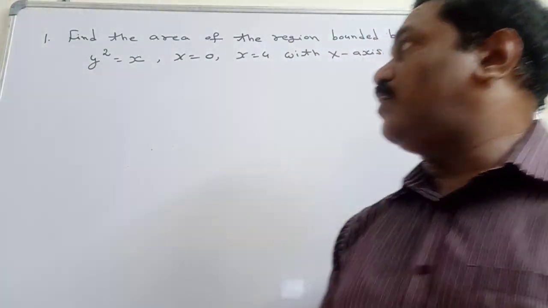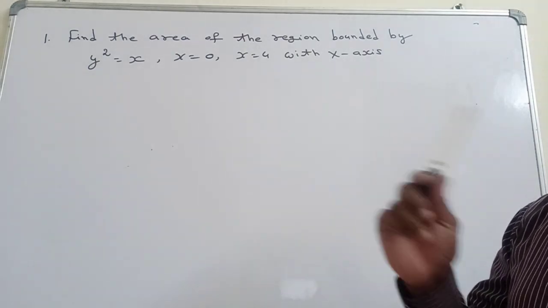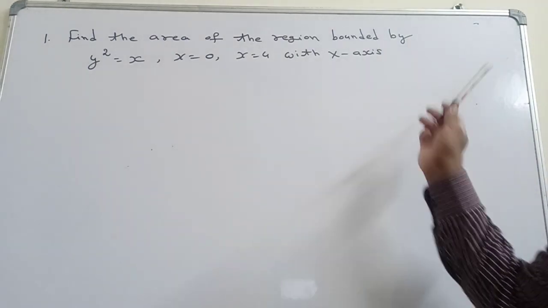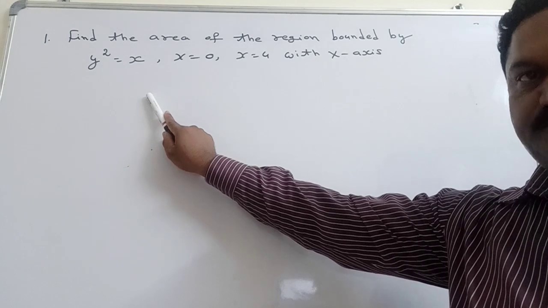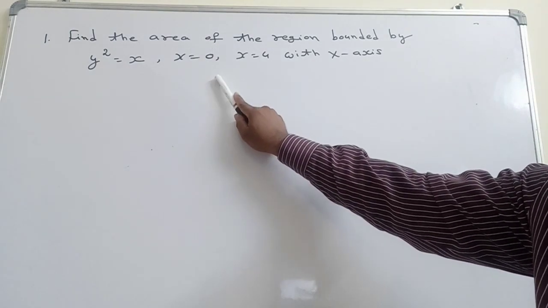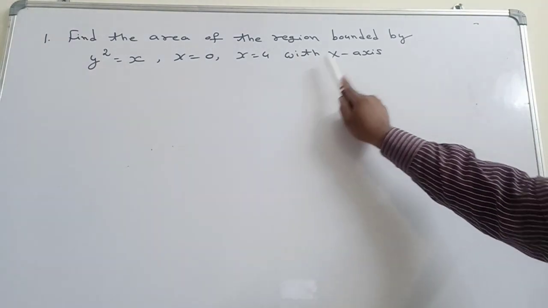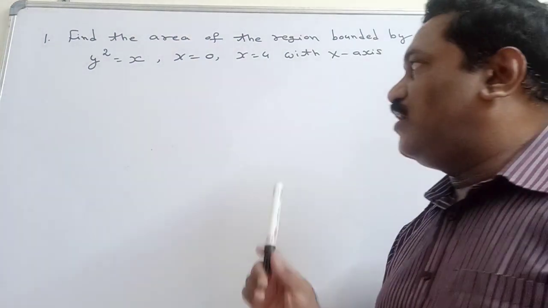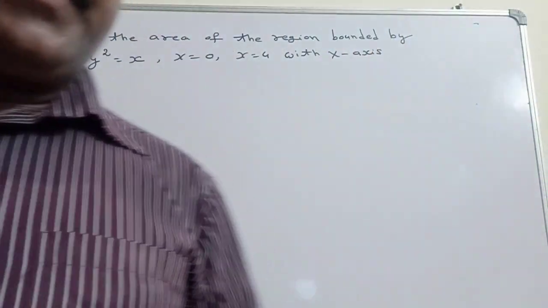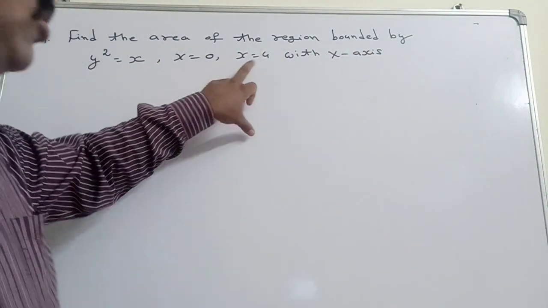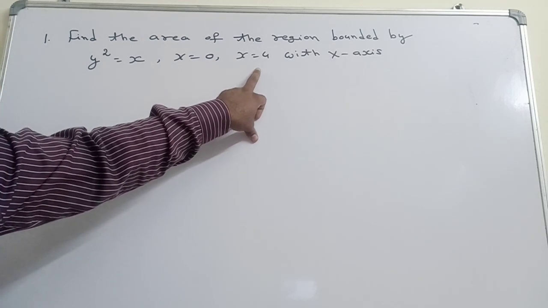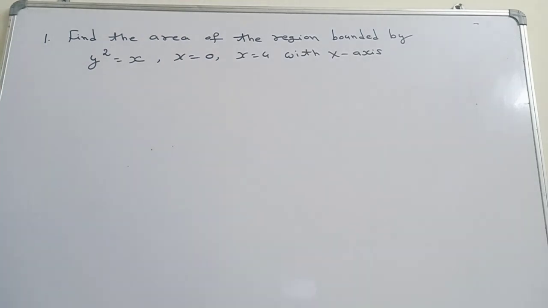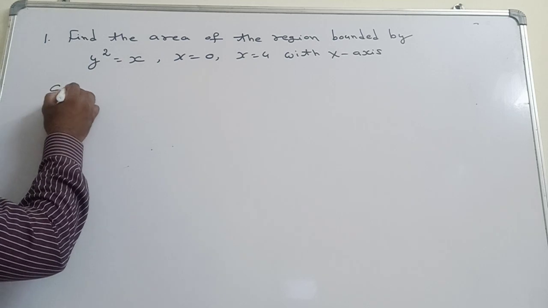Okay, now observe this problem. We'll solve the first problem. Find the area of the region bounded by the curve y square is equal to x, between x is equal to 0 and x is equal to 4, with the x-axis. What is the area bounded by that particular curve between the lines x equal to 0 and x equal to 4 with the x-axis? We have to find it. To find that, first look at this solution.